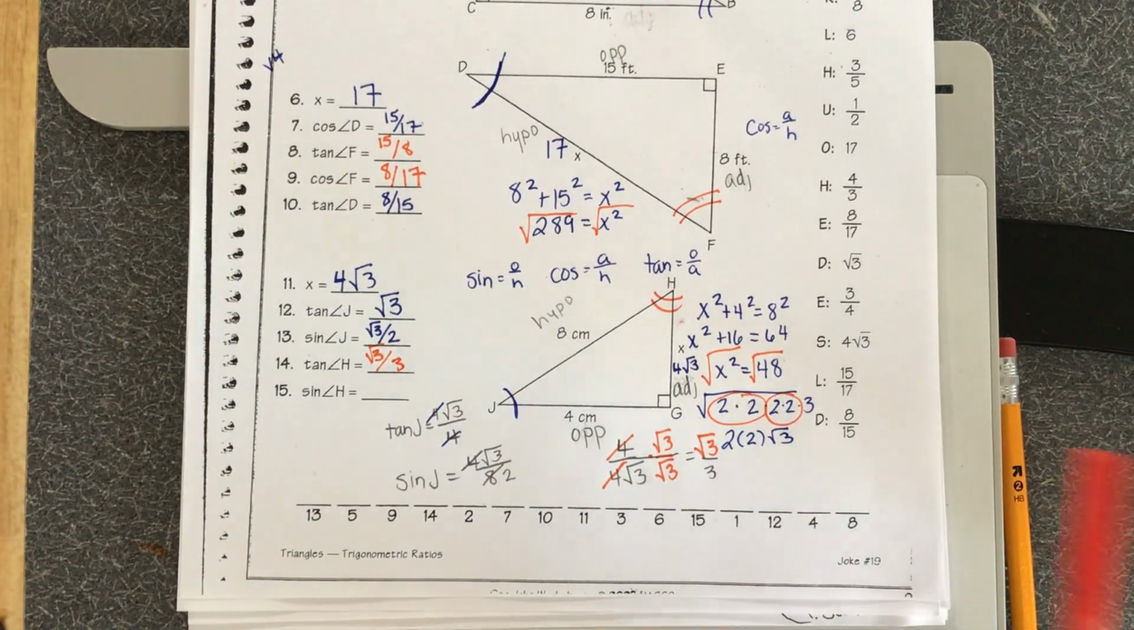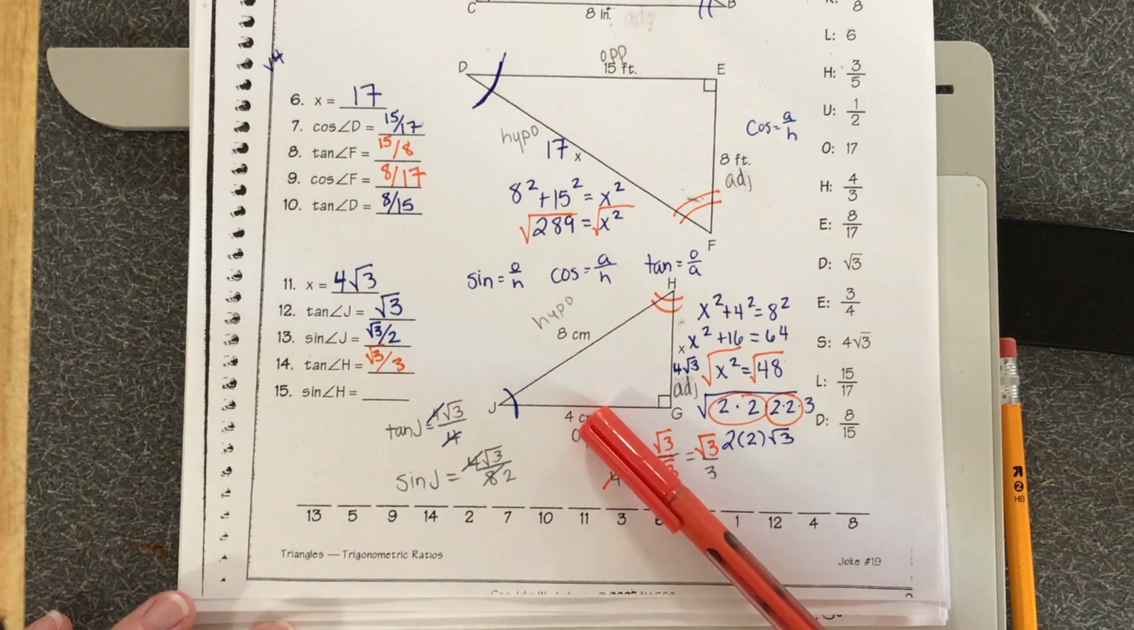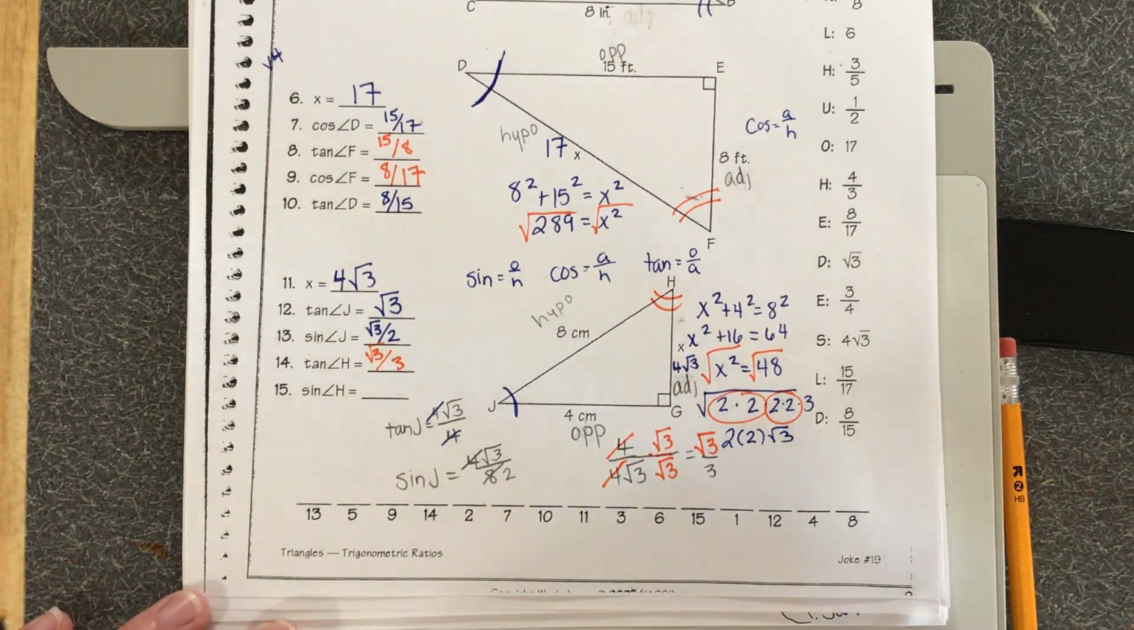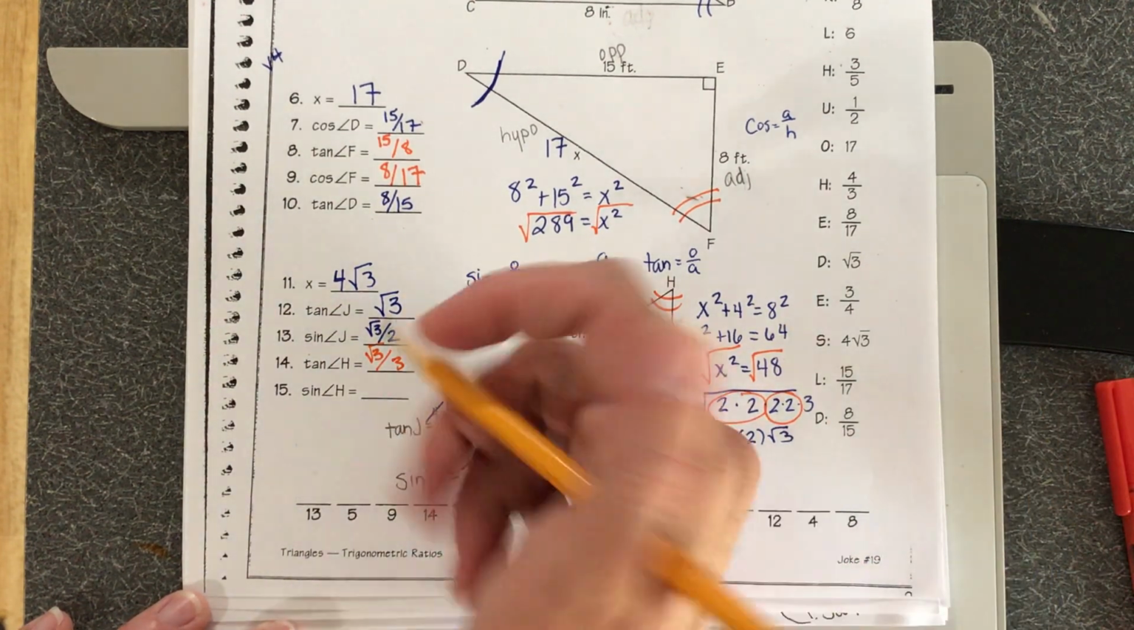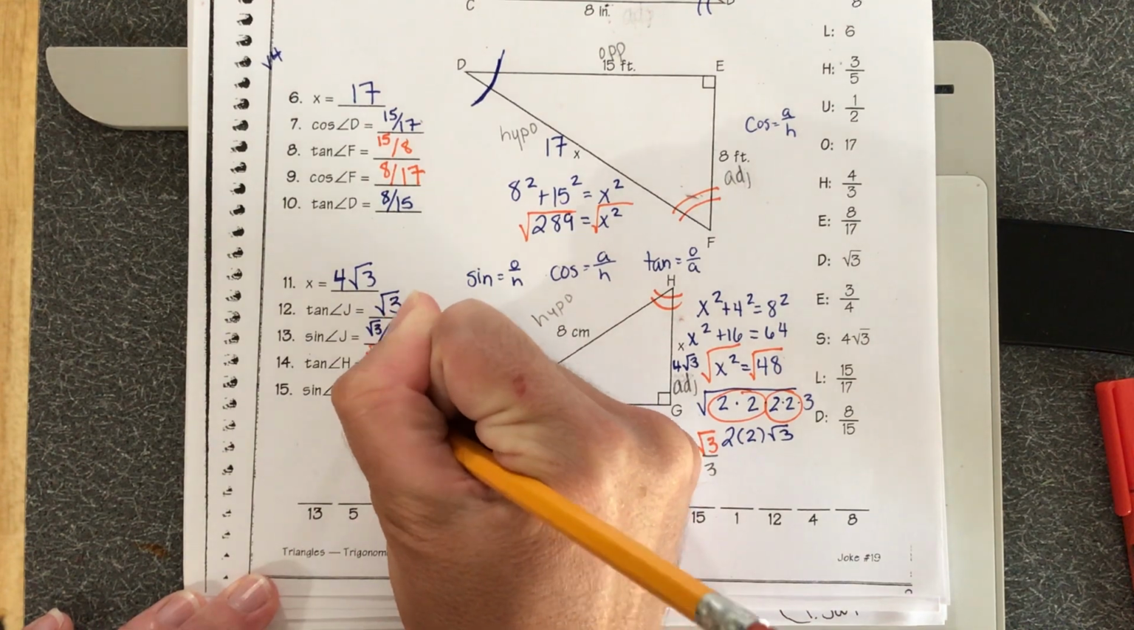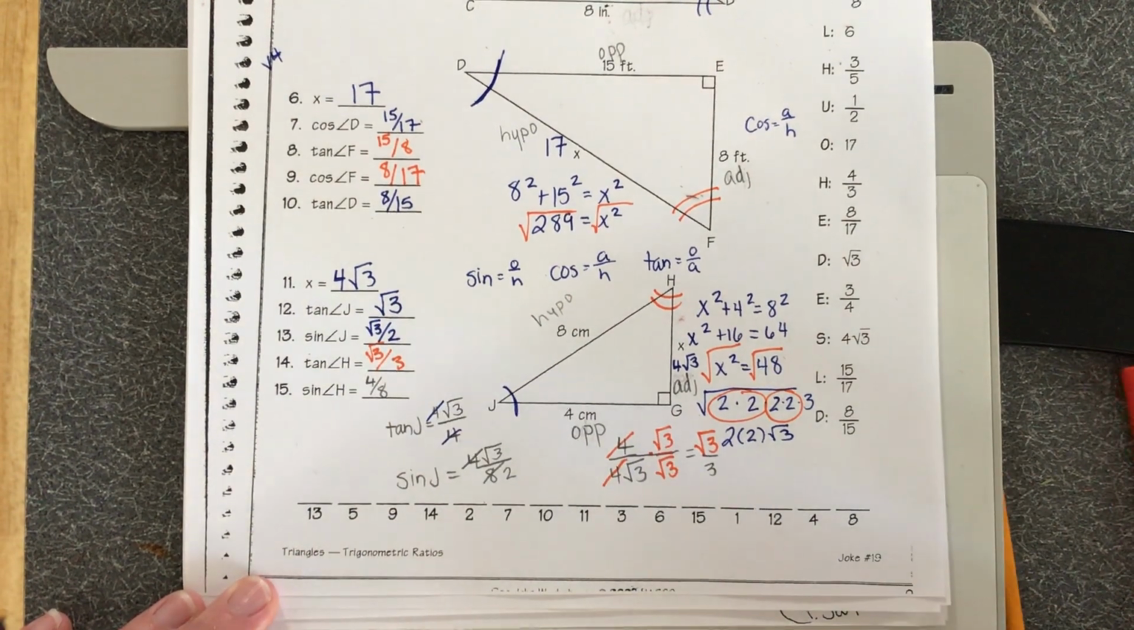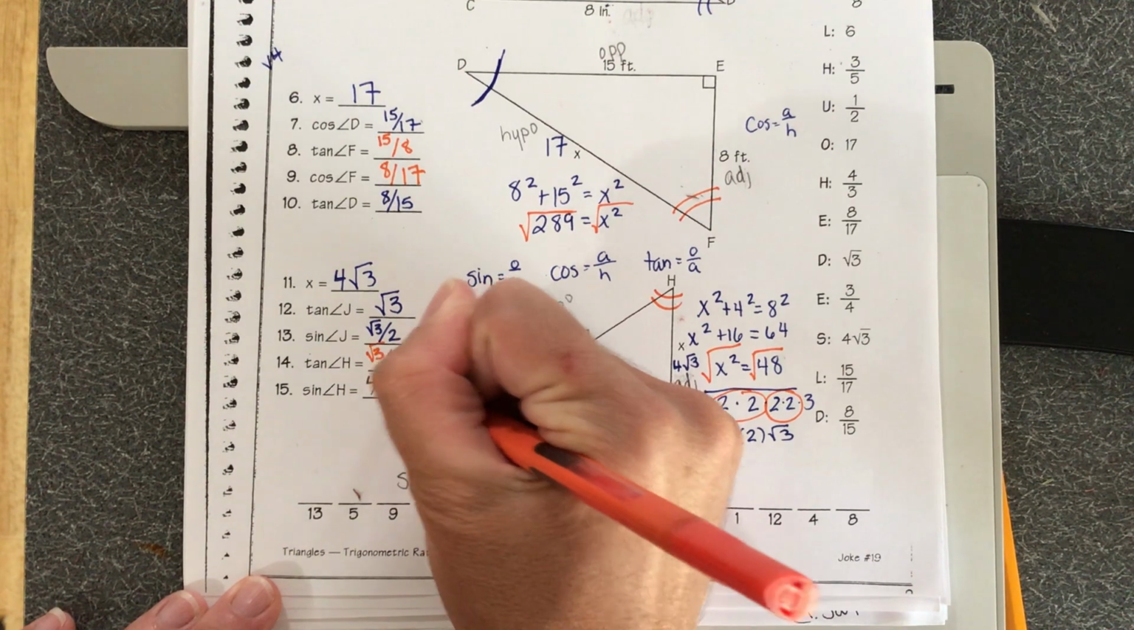So what about sine H? So sine is opposite over hypotenuse. So 4 over 8. But of course we want to reduce that down, and 4 over 8 reduces down to 1/2.